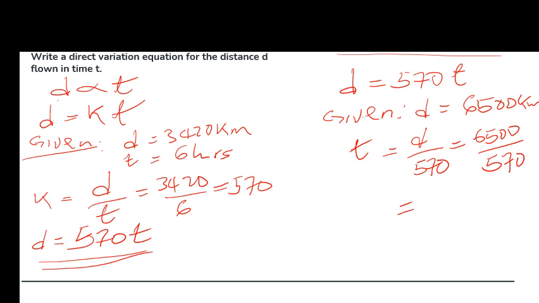6,500 divided by 570 is 11.4 hours. So for the plane to cover a distance of 6,500 kilometers, it will need 11.4 hours. Okay, so that's that. Let's move on.